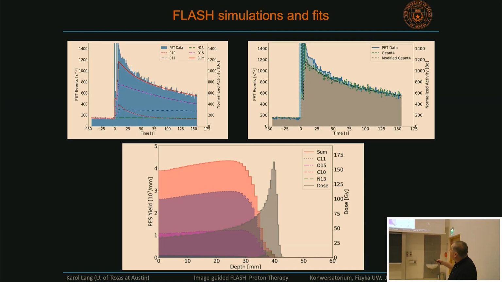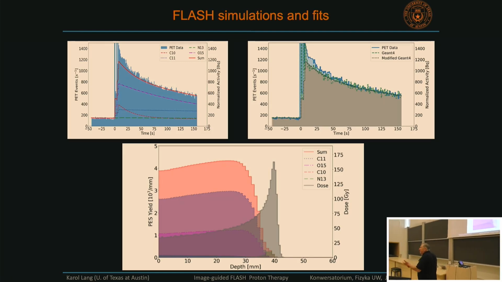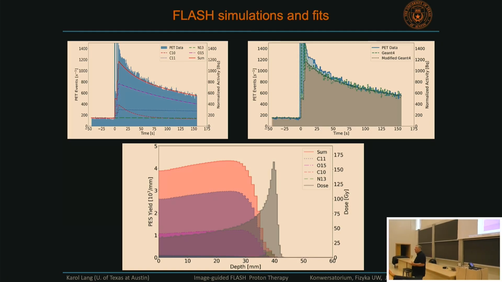But from actual measurements, we observed carbon 10, 11, and oxygen 15, and we actually cannot find nitrogen 13. This describes the latter part of the spill very well. The initial part it does not, because we are likely missing some isotopes that are not accounted for in our analysis.